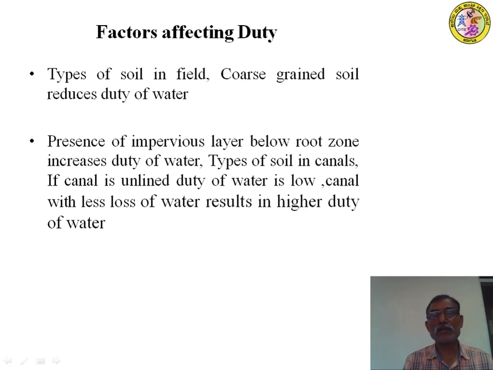Type of soil in the field. Coarse grained soil reduces duty of water because more and more water will percolate. Presence of an impervious layer below the root zone increases duty of water because it holds the water for the root zone, and the duty of the water increases. Type of the soil in canals: if the canal is unlined, duty of water is low. If the canal is lined, duty of water is more because there will not be seepage in the lined canal as there is in the unlined canal.